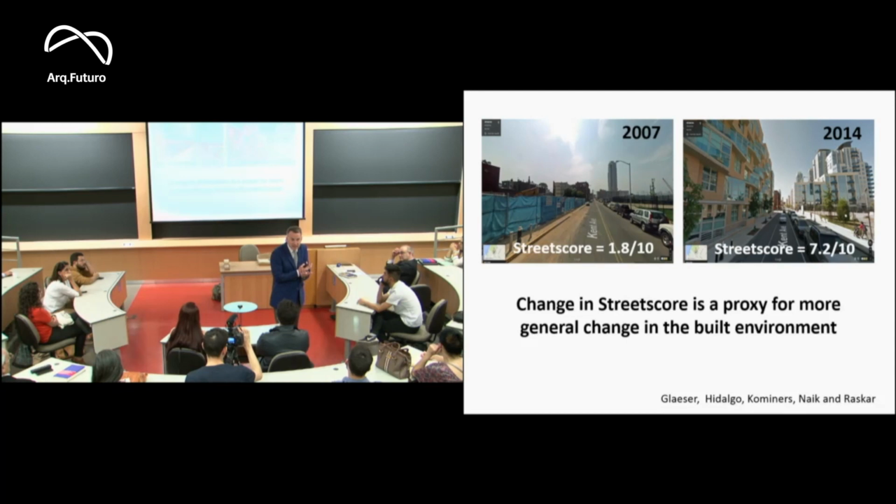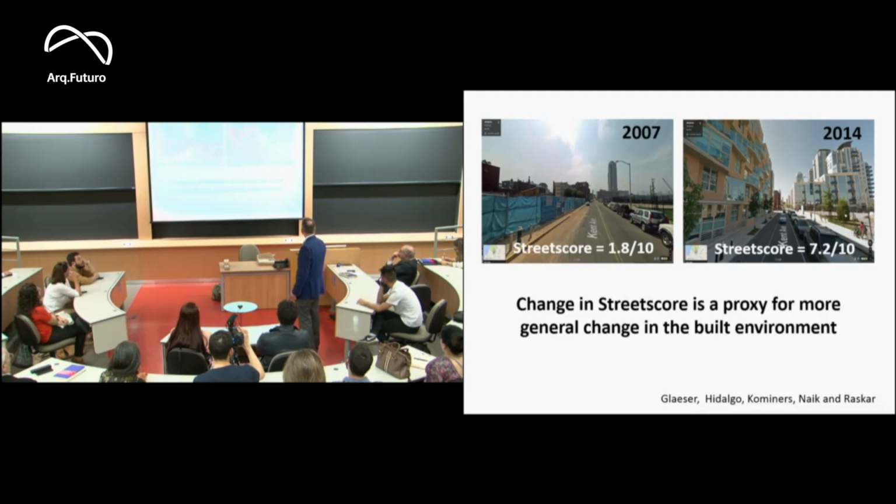So here we can use the same algorithm. This is exactly the same street, okay? This is 2007, and it got a whopping score of 1.8 out of 10, which no one thought it was a great idea to hang out there. And now it's up to 7.2. People think that it's a lot safer. And we can then quantify these changes.